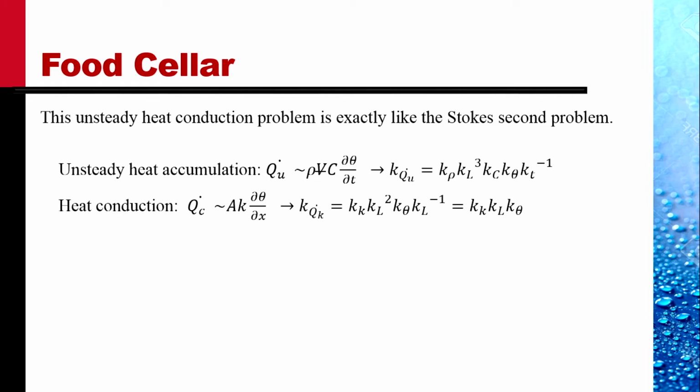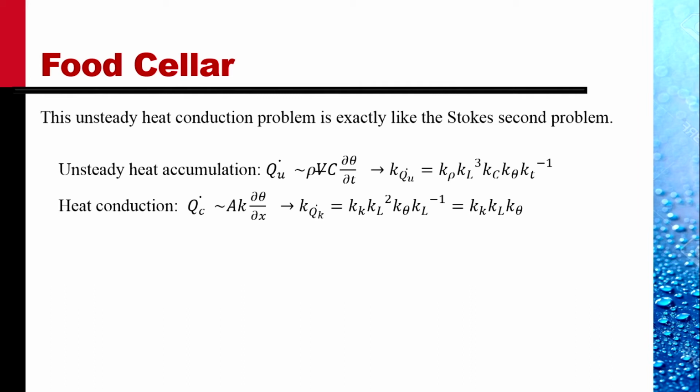The unsteady heat accumulation, Q dot U, is given as rho V, where V is the volume, so rho V is the mass, C the heat capacity, and del theta by del T the rate of change of temperature. This gives us the scale factor for Q dot U as K rho KL cubed, which is Km for the mass, Kc, the specific heat, and K theta divided by Kt for the temperature gradient.